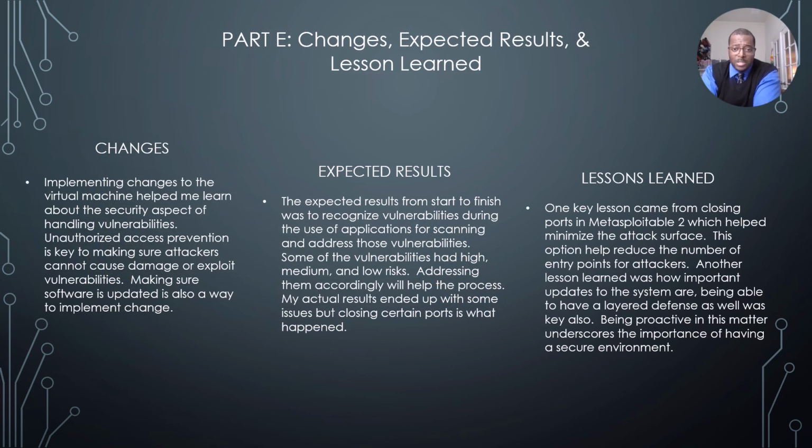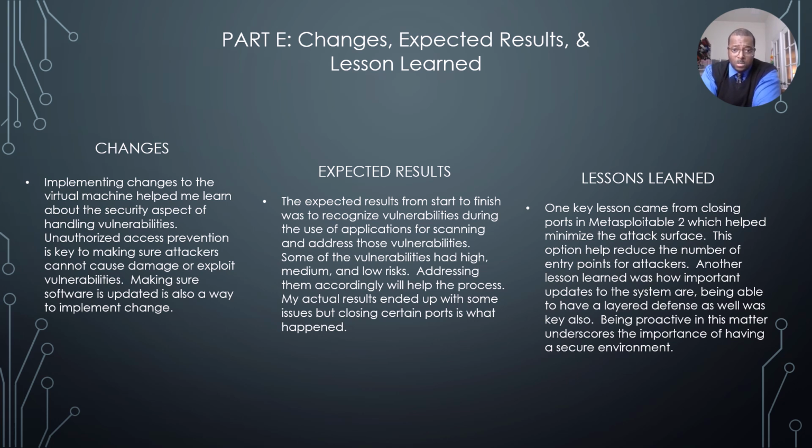Part E of this presentation is the changes, expected results, and lessons learned. Changes. Implementing changes to the virtual machine helped me learn about the security aspect of handling vulnerabilities. Unauthorized access prevention is the key to making sure attackers cannot cause damage or exploit the vulnerabilities. Making sure software is updated is also a way of implementing change.